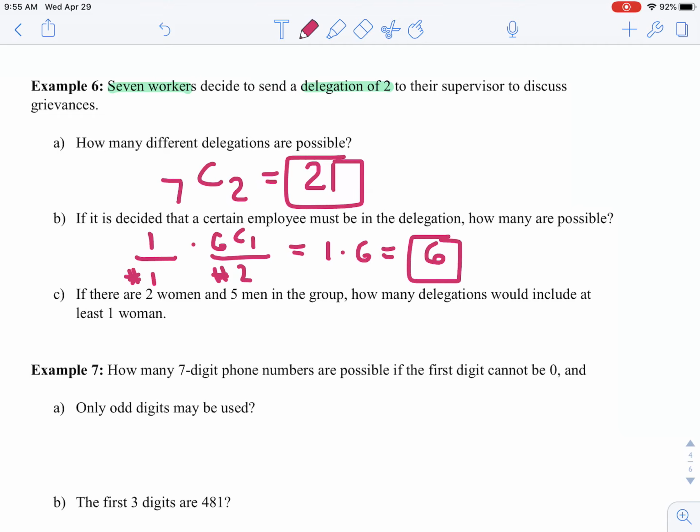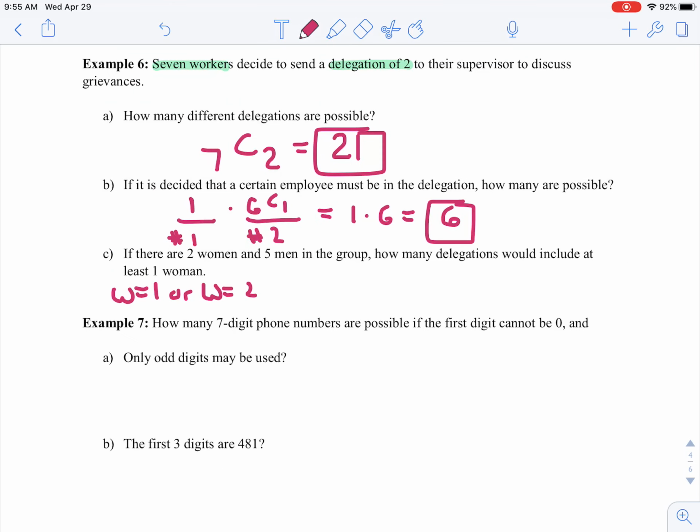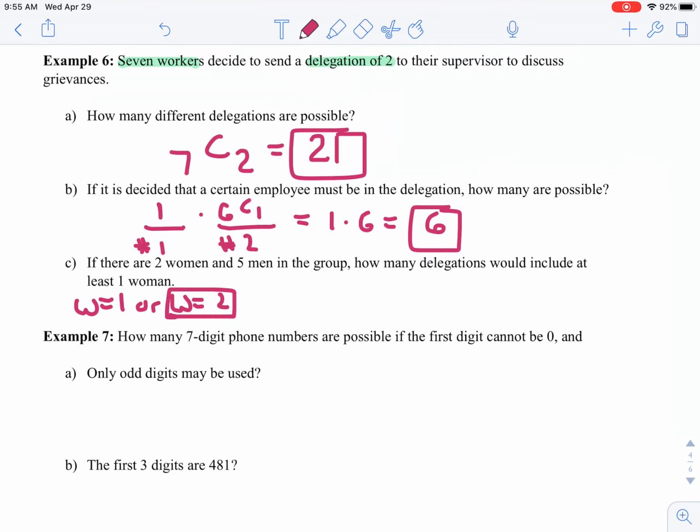And the last one: if there are 2 women and 5 men in the group, how many delegations would include at least 1 woman? So we got to think about the 2 scenarios: W is equal to 1 or W is equal to 2. If we're talking about W equal to 2, there's one way. I pick the 2 women, because there's 2 women to pick from, and I'm picking both of them. That's 1. If I think about 1 woman, well, there's 2 women to pick from, and I'm choosing 1 of them.